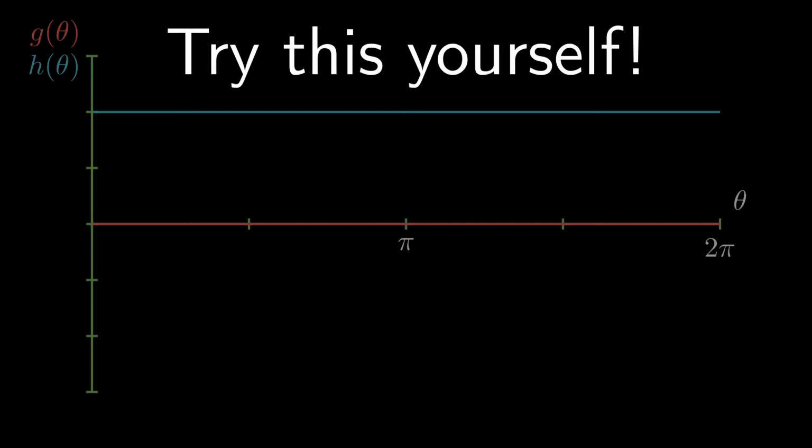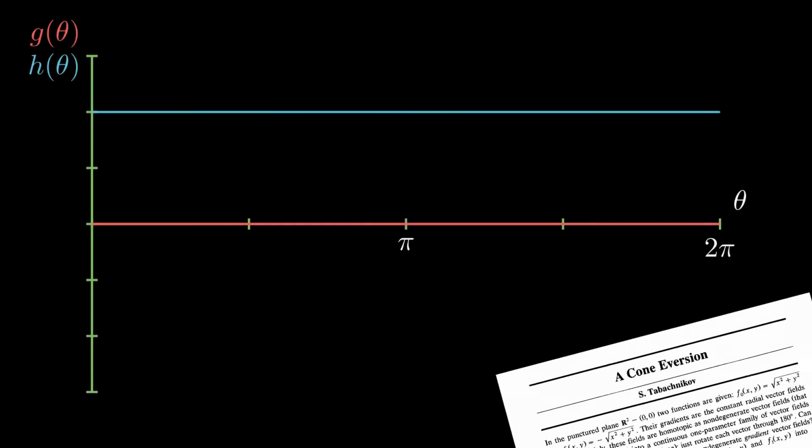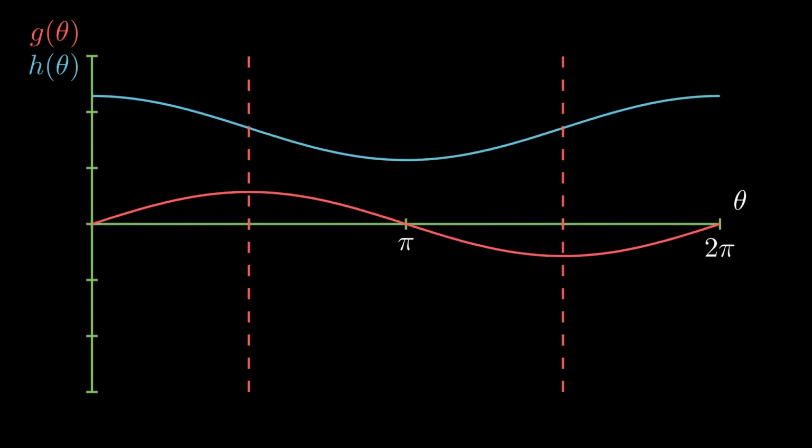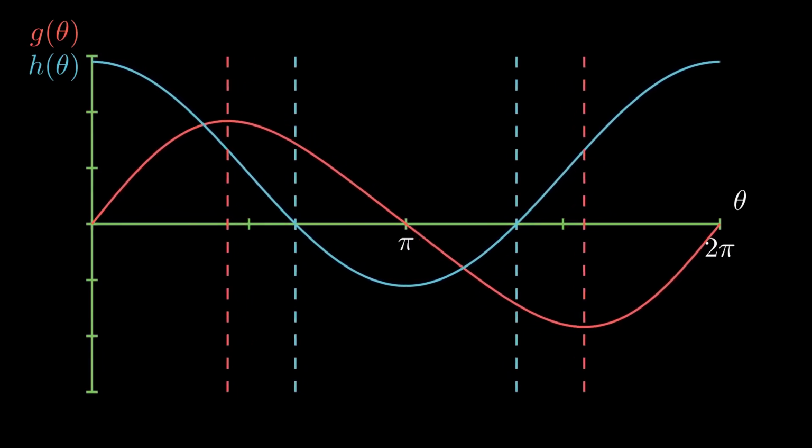I encourage you to pause now and try this for yourself. Here's the solution I'm using, taken from the paper linked in the description. I've marked the stationary points of g and the zeros of h to make it clear that they never collide.